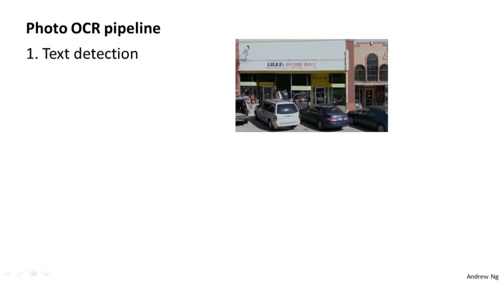In order to perform Photo OCR, here's what we can do. First, we can go through the image and find the regions where there's text in the image. So shown here is one example of text in the image that a Photo OCR system may find.